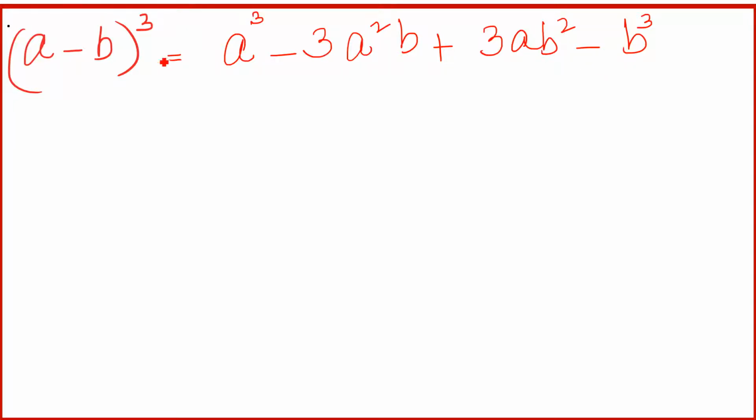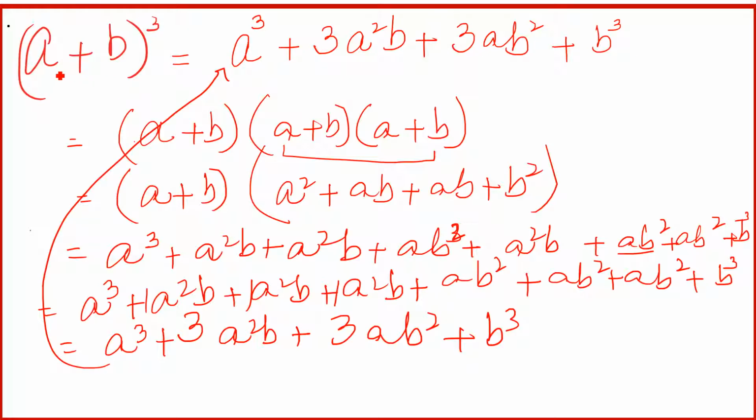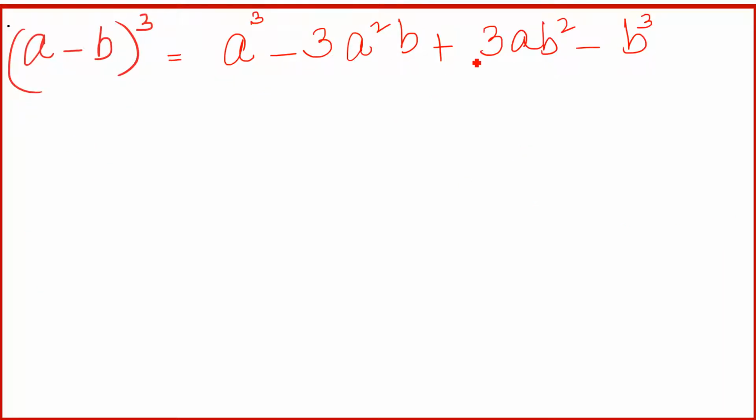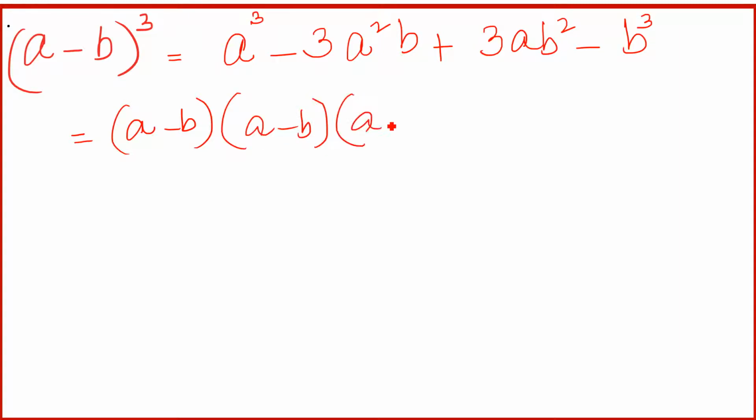This is very important. In the case of (a plus b) whole cube, all are positive, right? But in (a minus b) whole cube, the formula is the same, everything the same, but with alternate signs. a minus b whole cube means this cube is on the top of a, and also on the top of b. So a cube, first is positive, negative, positive, negative. Again, you have to memorize this formula in order to solve the questions. But if someone asks you to prove it, it means we have (a minus b), (a minus b), (a minus b) 3 times.